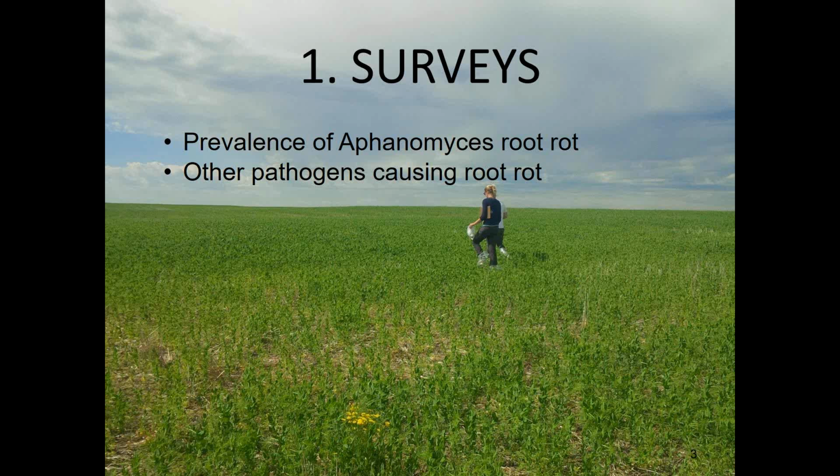So I'm going to start talking about surveys. And I've presented on surveys for a number of years, and today I'm going to provide a wrap-up summary of those surveys and the 4 years of results and what we've learned from them. The purpose of the surveys was to determine the prevalence and distribution of Aphanomyces root rot, and at the same time determine what other pathogens are involved in the root rot complex and what their distribution was across the prairies.